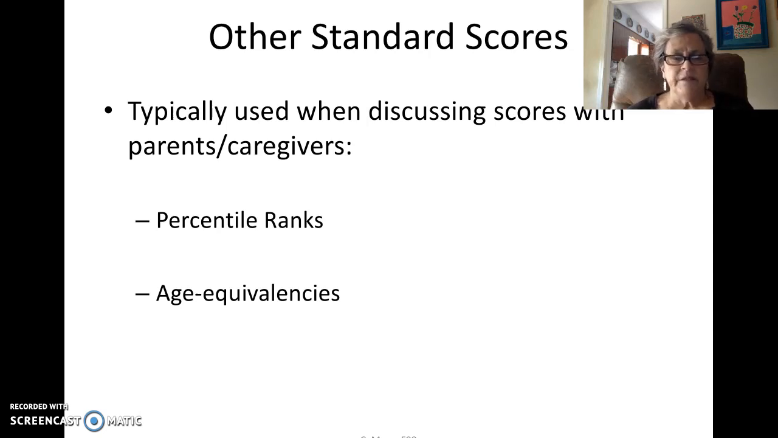Age equivalencies, on the other hand, seem to make sense. If I say to a parent, your 3-year-old has the motor skills of a 6-month-old, they're thinking, yeah, I know what a 6-month-old looks like.